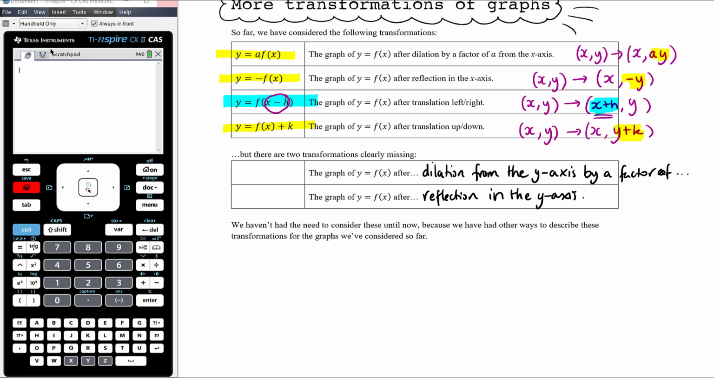Okay. So the only one we've looked at where we're actually dealing with adding or subtracting or multiplying inside the function is the translation left or right. So you might be able to make a prediction here about what you think it's going to look like in the function to dilate from the y-axis, and what it might look like in the function to reflect in the y-axis. Let's just have a play around with some graphs. I'm just going to pause this video and change over to a graphing program, and then we'll come back here and fill things in.